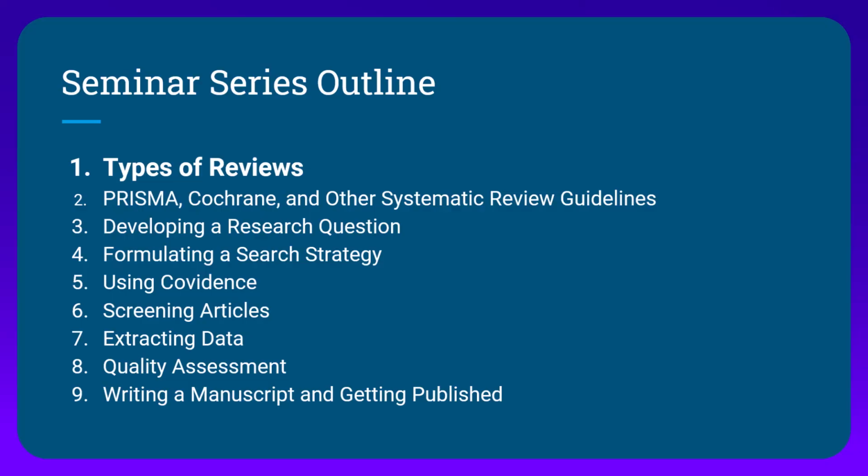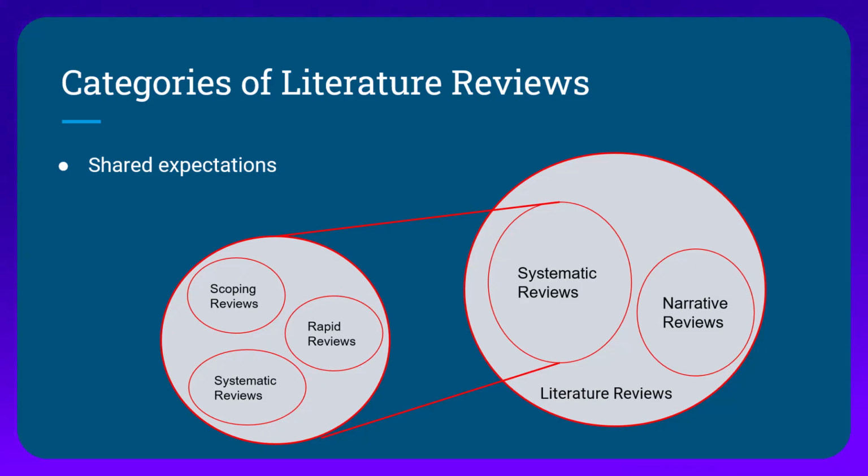On this page, you can see a rundown of all the topics to be covered, including the topic for this session, which is types of reviews. On this diagram, I show some of the categories of literature reviews that one can perform. It's important to understand this as it helps to have shared expectations, meaning when discussing systematic reviews or scoping reviews or traditional narrative reviews with people, it's important to make sure that you mean the same thing when you are referring to these different article types.